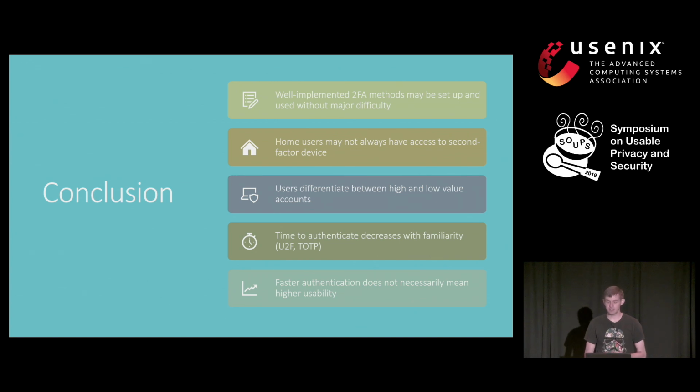Yesterday, we talked about the elderly and the visually impaired and other groups, and testing how usable two-factor authentication is for these groups. We found that home users might not always have access to their second-factor devices. We found that users differentiate quite a bit between low and high value accounts. We found that for U2F and TOTP, time to authenticate decreases as familiarity with the methods increases. And finally, we found that faster authentication doesn't necessarily mean higher usability.